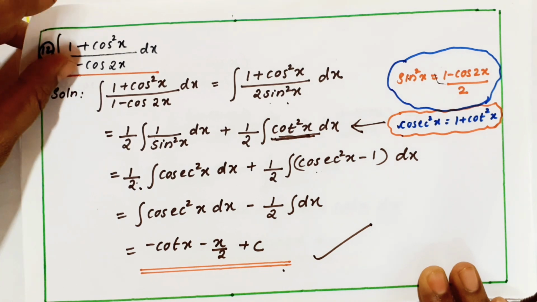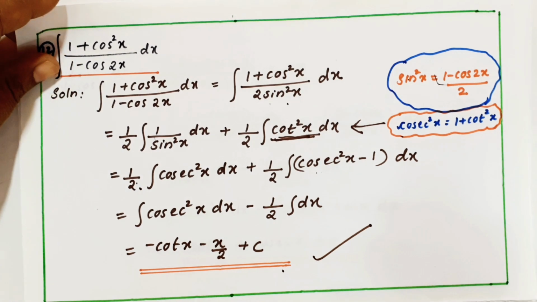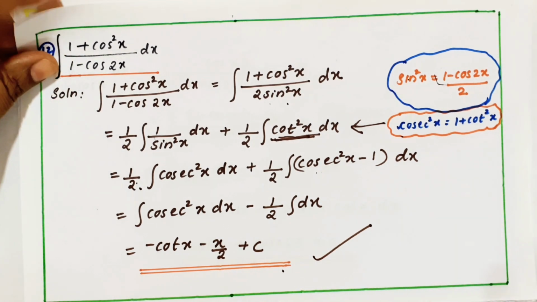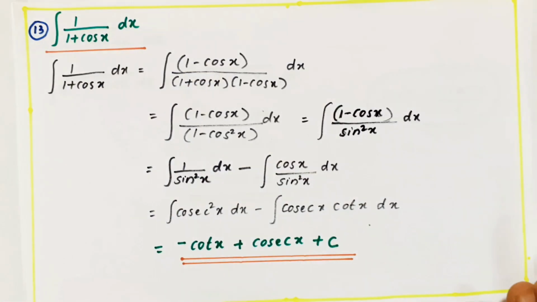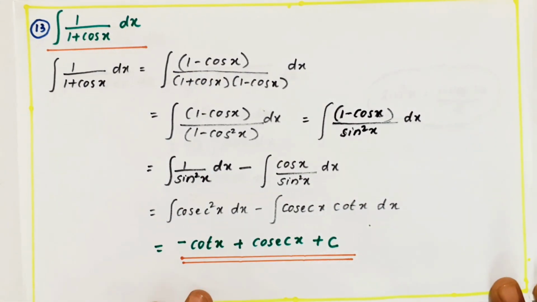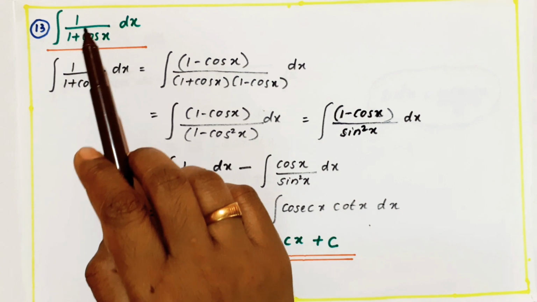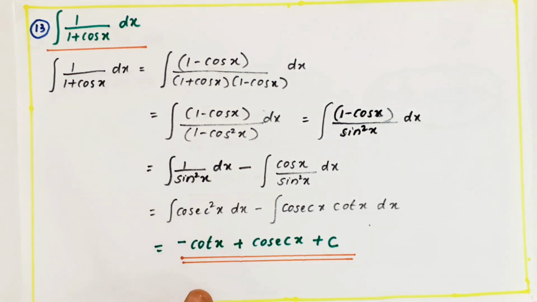So after seeing the trigonometric ratios and all, you should remember few trigonometric identities. See here, this is another important question. Integral of 1 by 1 plus cos x dx.